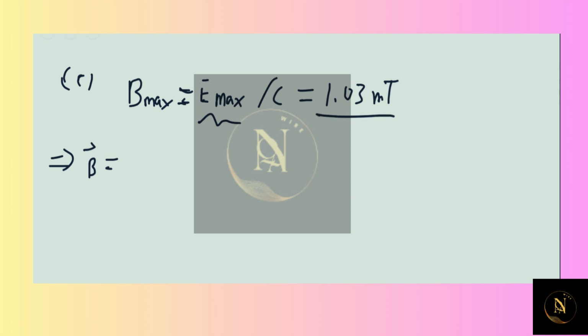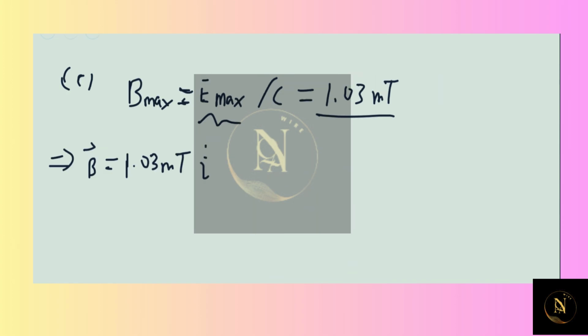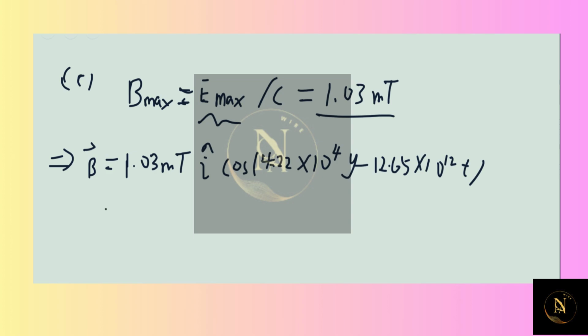So we can write the B field in this way. The magnitude is 1.03 millitesla, and the direction is the one we found in part A, which is along the I direction. And then it's the vibration term. The vibration term is identical to the E field. So it's 4.22 times 10 to the fourth times y, and minus 12.65 times 10 to the 12th times t. Okay, so this is the vector representation of the B field.